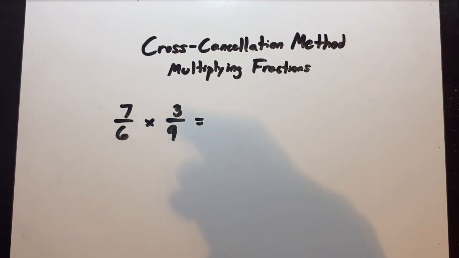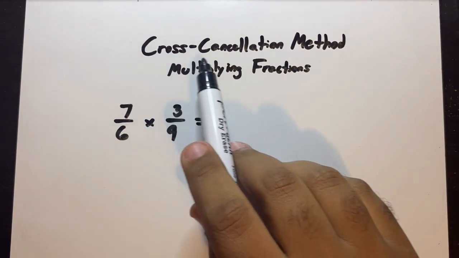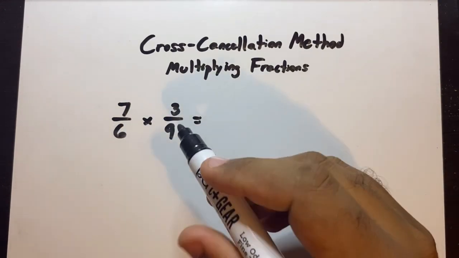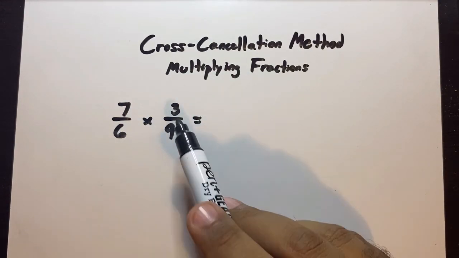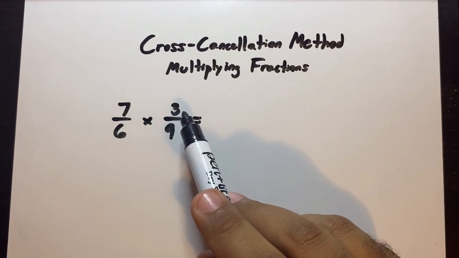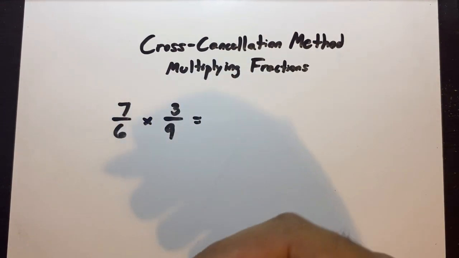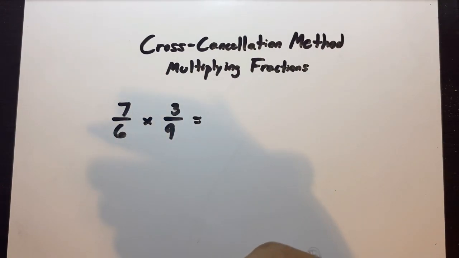Now, when it comes to the cross-cancellation method, please take into account it's called cross-cancellation. So it's literally going across. Cancellation method means we're going to try and cancel these numbers. No, we're not going to get rid of them. They're going to change. And the way to do that is you need to know your division.